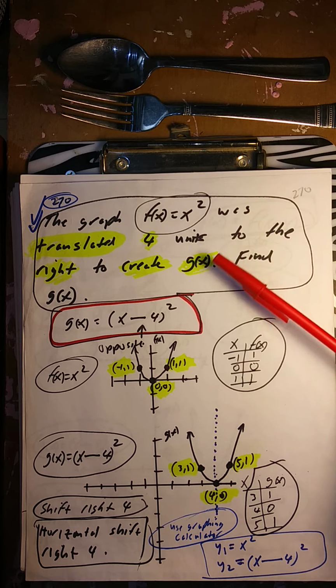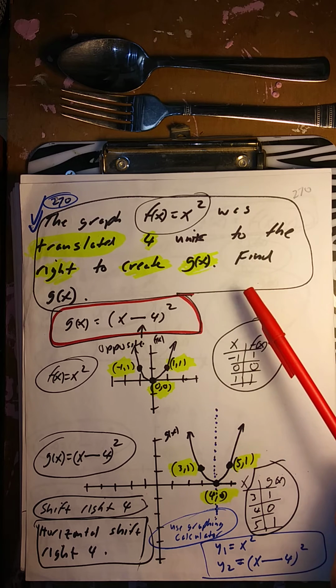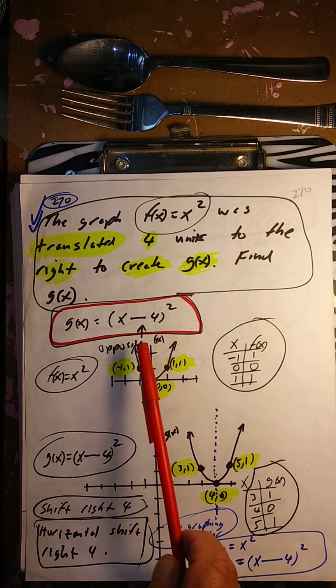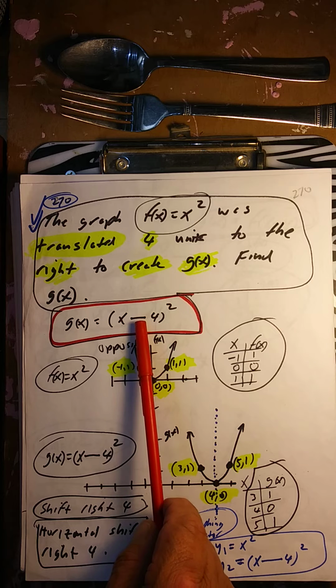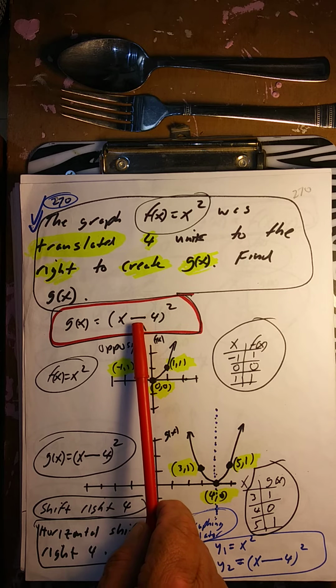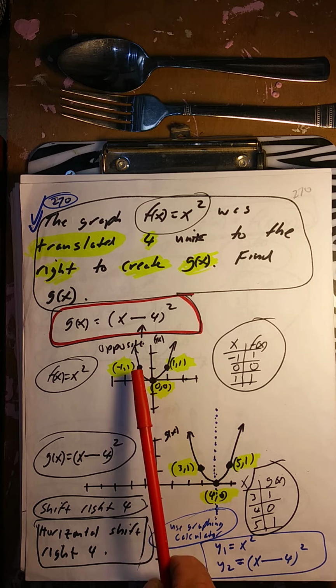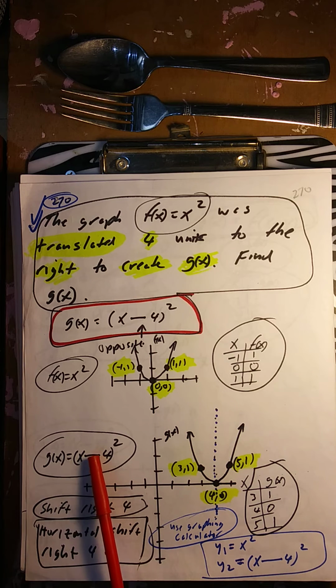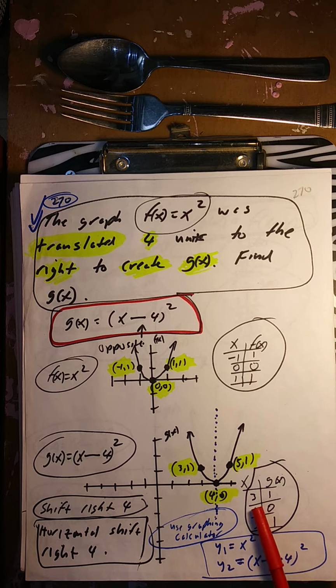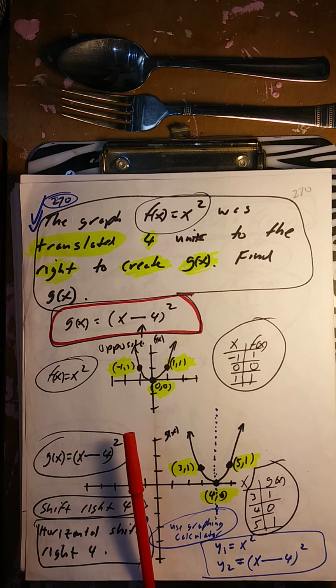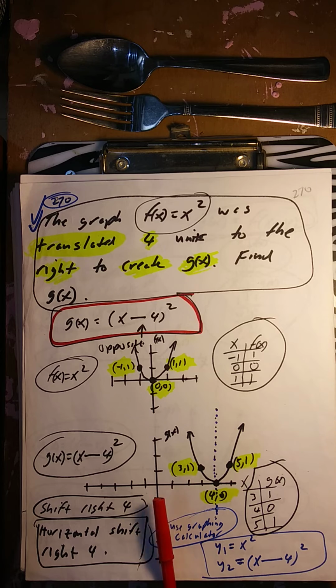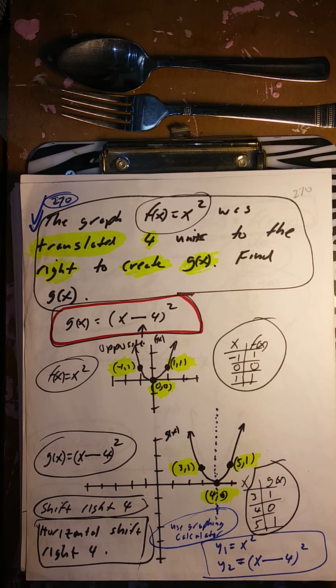f of x equals x squared was translated 4 units to the right to make g of x. Okay, it's the opposite of what you're thinking. To the right, you do negative 4. What's the original problem? There it is, x squared. But if you put this negative 4 in there, what's going to happen when you get the points? You're going to get 3, 1, 4, 0, 5, 1. And guess what? It's going to be over here. See how it's translated to the right? How many spaces? 1, 2, 3, 4 spaces.